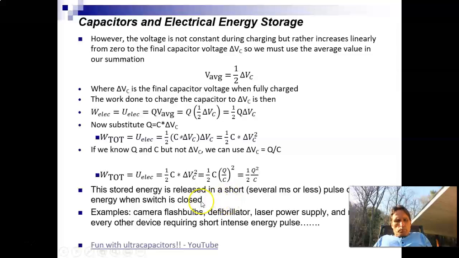And so whenever this energy is needed, it can be given back to a circuit in the form of a rapid, intense pulse of energy. So some examples are camera flash units, defibrillators, power supplies, and pretty much nearly every other device that requires a short, intense energy pulse. So the capacitor, again, you can think of as like an energy bank. We put money in the bank by doing work on it, the battery does work, and that money is there to be taken out when we need it in the form of energy.